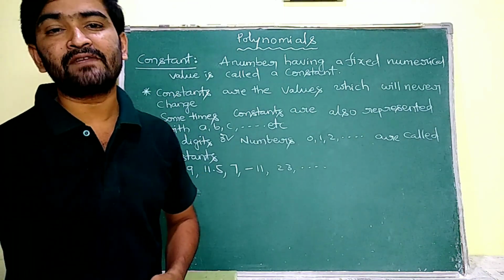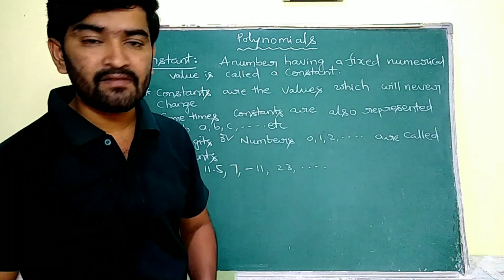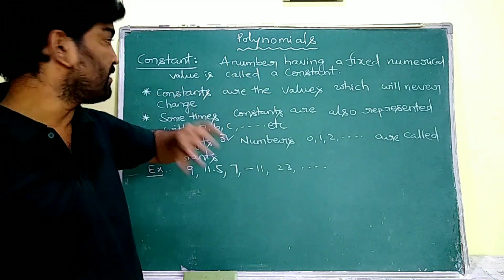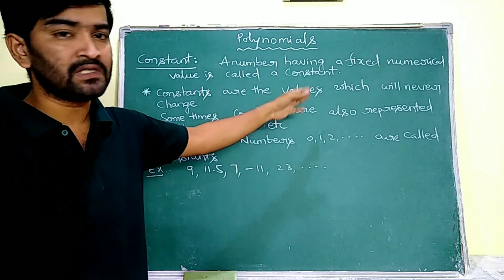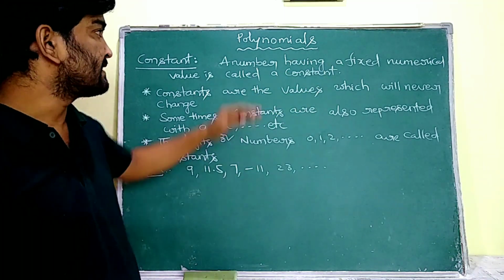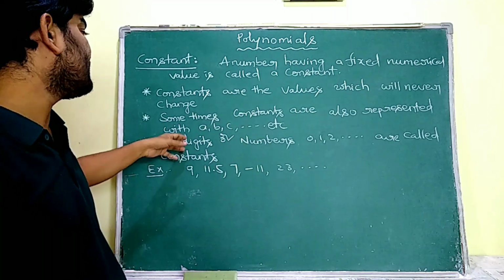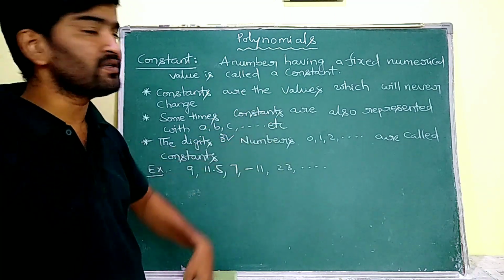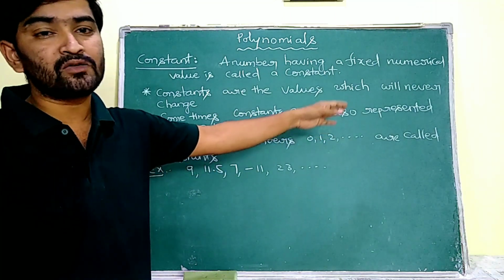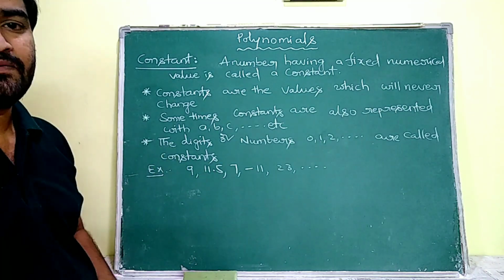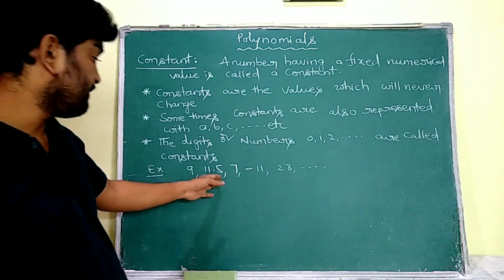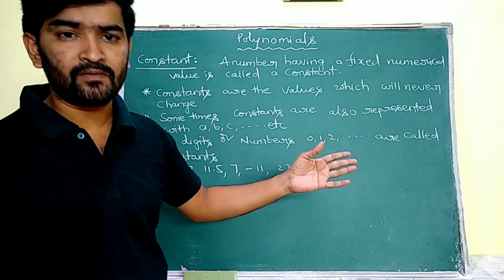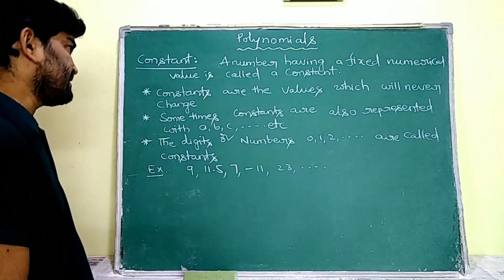We know that a constant is a fixed number which will never change its value. So a number having a fixed numerical value is called a constant, or we may define it as: constants are the values which will never change. Sometimes we represent those constants as a, b, c, and so on. The digits or numbers starting from 0, 1, 2, 3, and so on are called constants. For example, we write 9, 11.5, 7, minus 11, 23, 100, 1000, 100 crores, like that. We express these as constants.